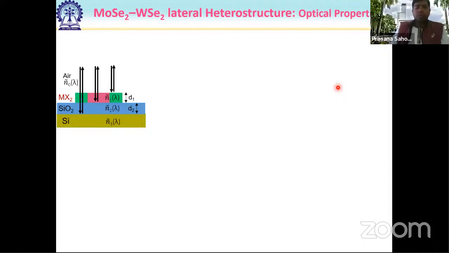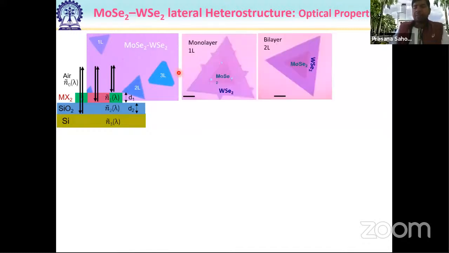As I told you, in terms of optical contrast, their absorption is really 10 to 20%, so even for a single layer the contrast is less. You have a double layer, triple layer. A single layer is 0.6 nanometer, a double layer is 1.2 nanometer, a triple layer is 1.8 nanometer, even less than 2. But with the optical microscope you can see their contrast clearly. If you zoom in at 100x, you can easily see molybdenum selenide in the middle and tungsten selenide at the outer edge. And whether it's a monolayer or a bilayer, the contrast is different.